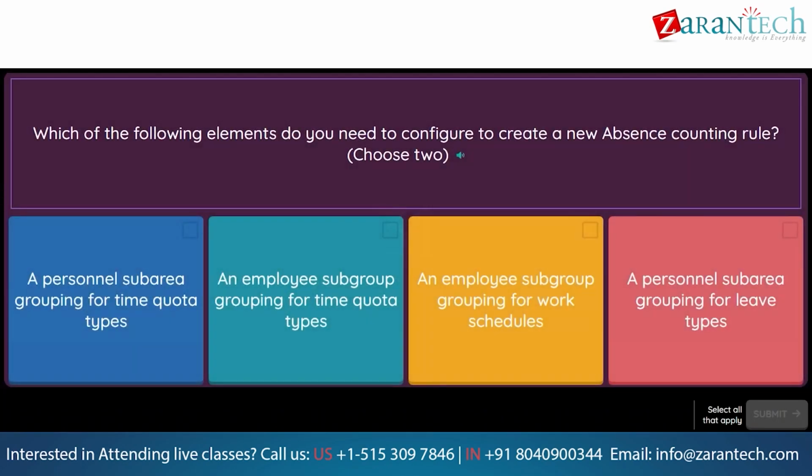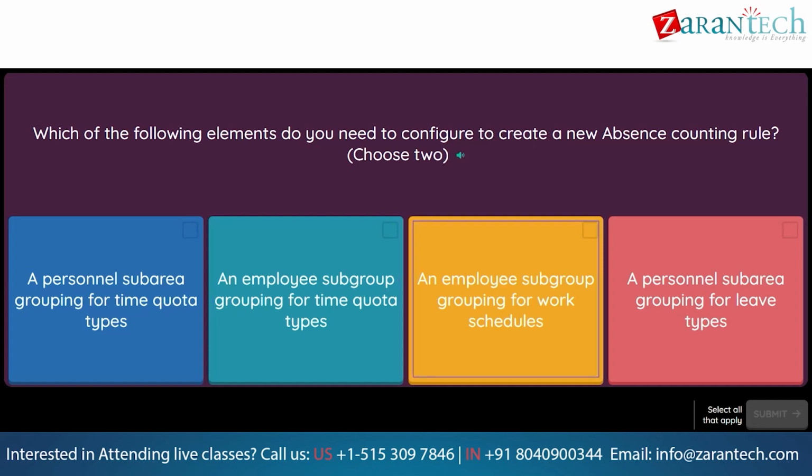Question: which of the following elements do you need to configure to create a new absence counting rule? Choose 2. Option 1, a personnel sub-area grouping for time quota types. Option 2, an employee subgroup grouping for time quota types. Option 3, an employee subgroup grouping for work schedules. Option 4, a personnel sub-area grouping for leave types.